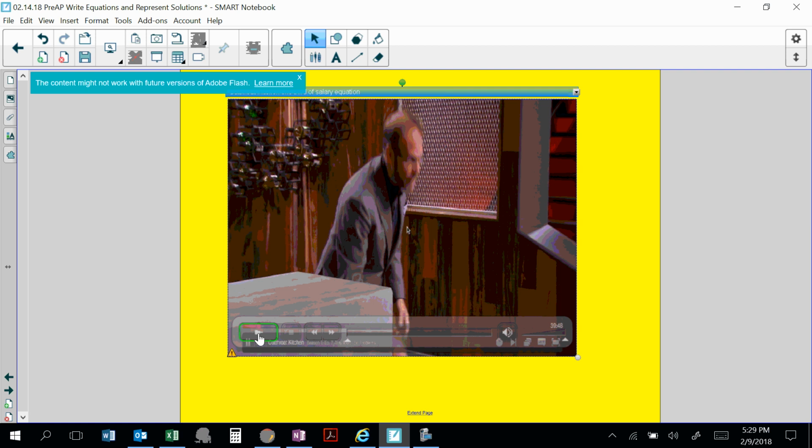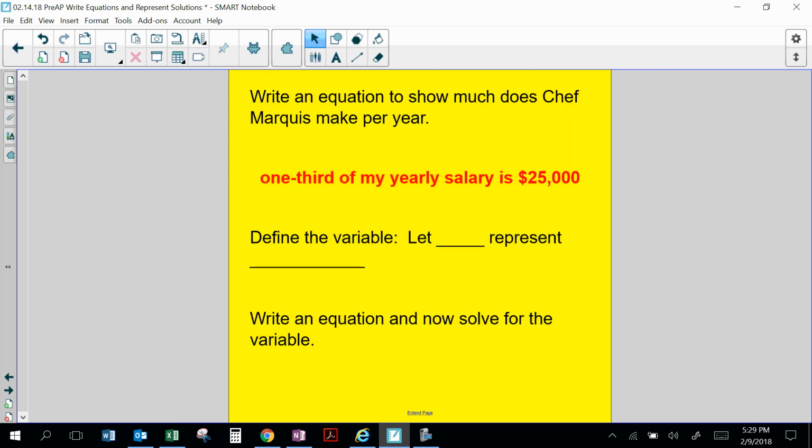So this is Elton Brown. He's one of my favorite celebrities on Food Network. I love this show. So Chef Marquise, the one with the shaved head, said the following: 1/3 of my yearly salary is $25,000. So I want to figure out how much he makes per year.